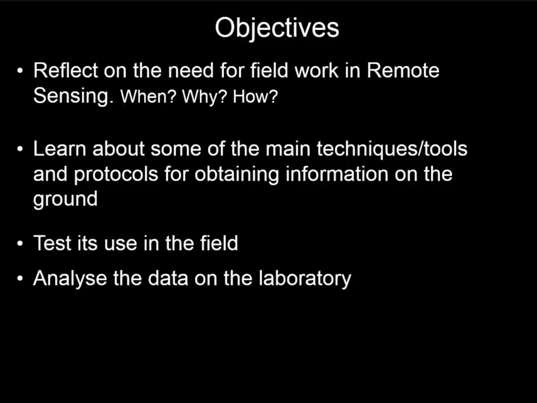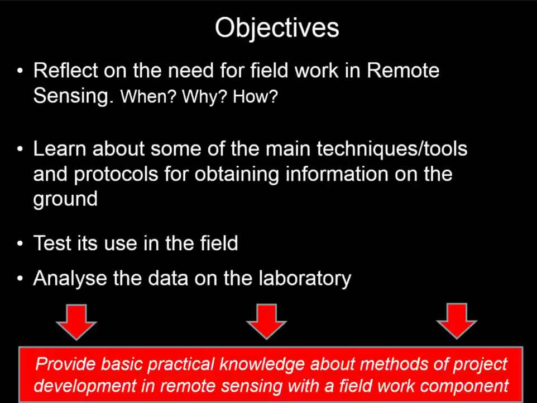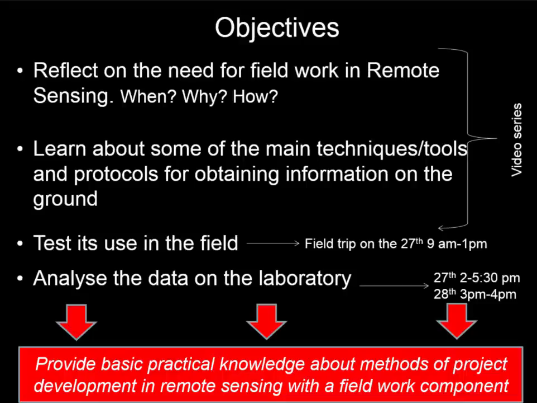Measurement methods, particularly for vegetation, vary widely. So in this course, we will learn about the main techniques, tools and protocols for obtaining information on the ground. We will then test these techniques in the field and analyze the data in the laboratory. The ultimate objective is to provide you with basic practical knowledge about methods of project development in remote sensing with a fieldwork component. To achieve this, I have organized the course as follows.